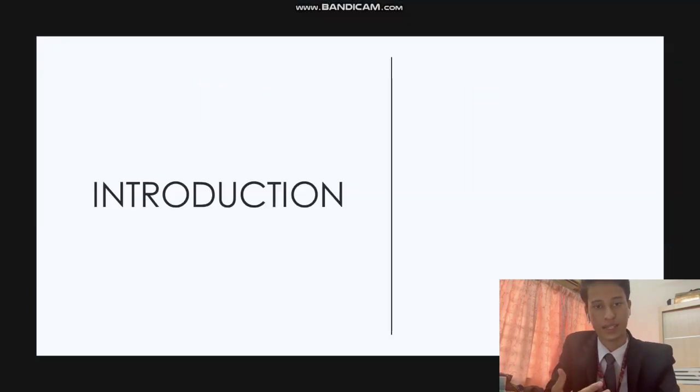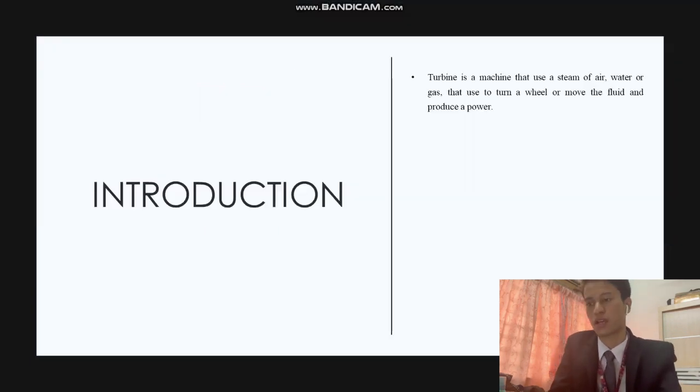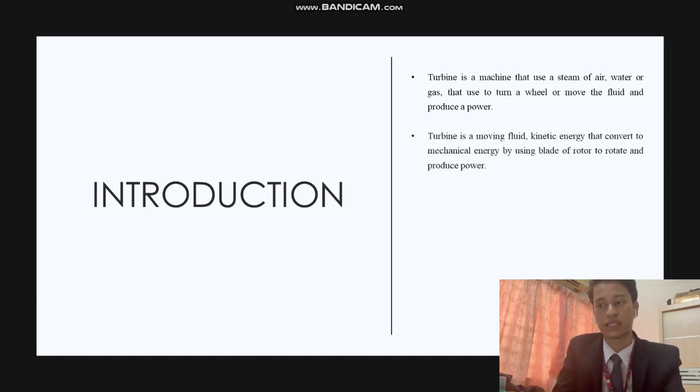My first slide is Introduction. In this introduction, I will talk about my turbine. A turbine is a machine that uses a stream of air, water or gas to turn a wheel or move the fluid and produce power. Second, a turbine converts the kinetic energy of a moving fluid to mechanical energy by using a blade rotor to rotate and produce power.